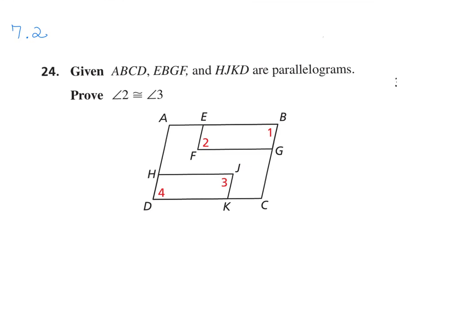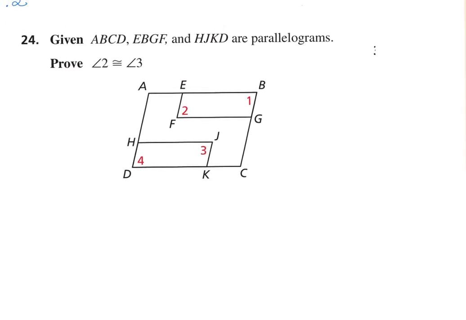All right, this one says ABCD, EBGH, and HJKD are parallelograms. So that's my given. ABCD, EBGH, HJKD are parallelograms. That's given. Great. Okay, and I want to prove that angle 2 is congruent to angle 3. So obviously I'm working with these angles, specifically opposite angles. So what's true about the opposite angles in a parallelogram?